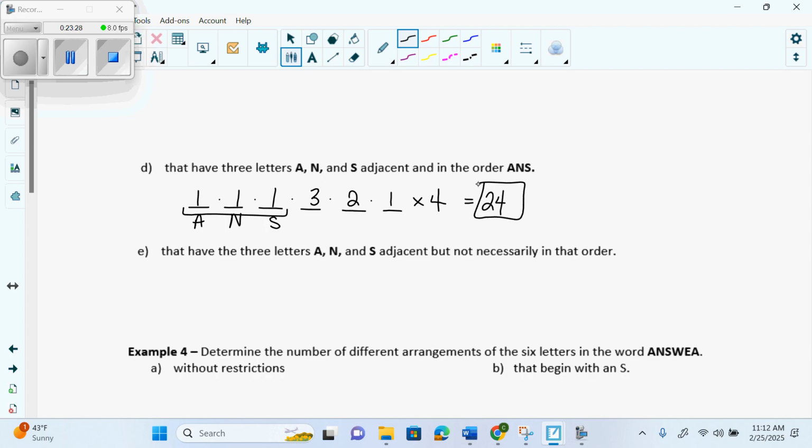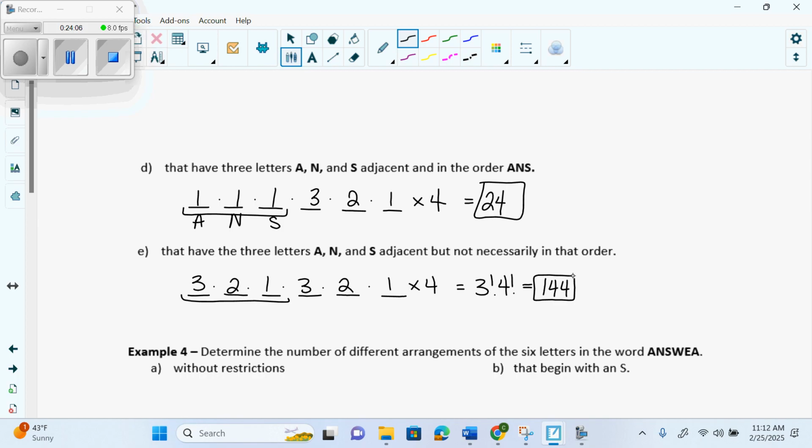Then this one says that have the 3 letters A and S adjacent but not necessarily in that order. So we could have now 3, 2, 1, because they can be in any order. 3, 2, 1 letters left over. And what do I have to multiply by? 4. So it's technically 3 factorial, 4 factorial. What do we get? Is that 144? I think it is. We've got this answer a few times.